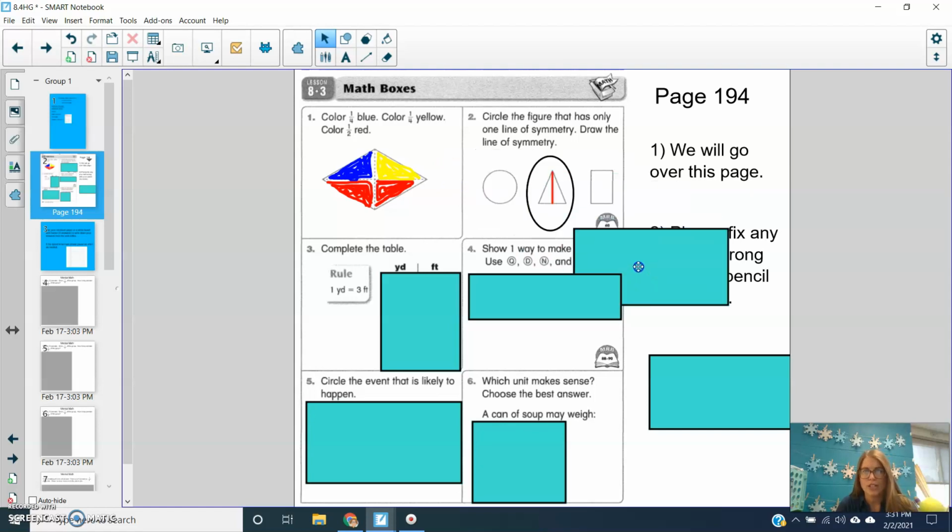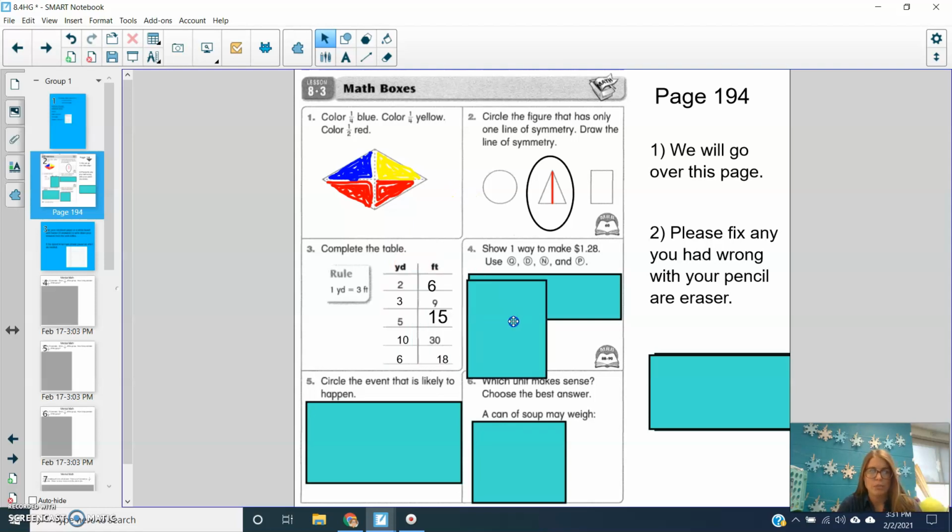For the second one, circle the figure that has only one line of symmetry, and you should have picked the triangle and then drawn the one line of symmetry. The other figures, you would have found more than one line of symmetry. For question 3, complete the table.